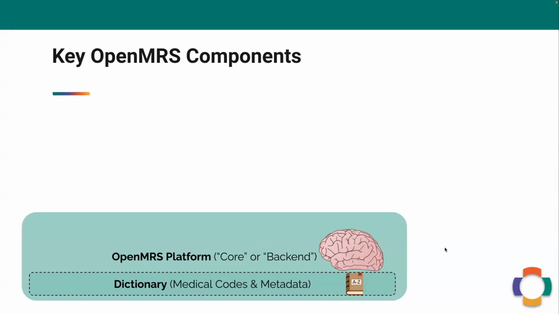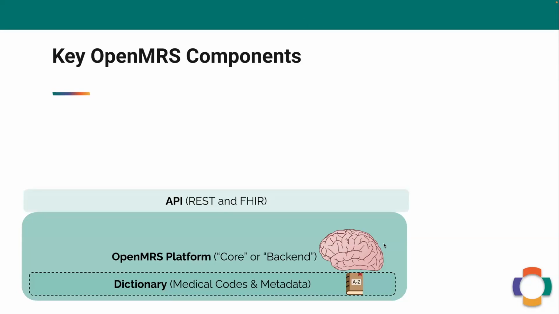Within that OpenMRS brain, that platform, it's particularly important for our brain to have a dictionary. By which I mean the medical codes and the metadata. So for example, let's say that a patient has malaria. Our brain can't store malaria without having a word for malaria. And in the same way, our data model requires a specific code for that metadata or clinical medical issue. So for example, in your OpenMRS system, you would need a specific medical code for malaria in your dictionary.